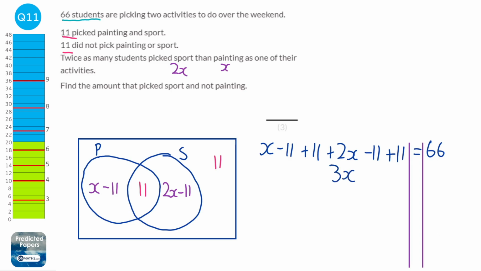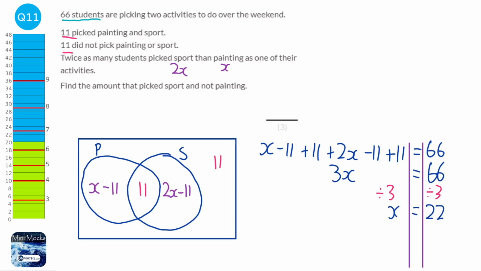And we've got minus 11 plus 11, minus 11 plus 11. Well, those just cancel out. So we're left with just 3X equals 66. I'm going to divide that by 3 on both sides. So we've got X equals 22.